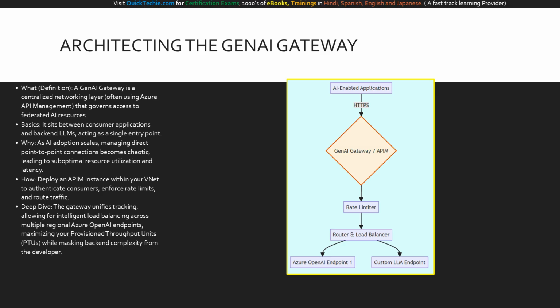On the left, AI-enabled applications send their HTTPS requests. These requests hit the GenAI gateway, which is securely locked inside our VNet. The traffic first passes through a rate limiter to prevent abuse. Then, the router and load balancer take over. Depending on the network health and model availability, the gateway intelligently routes the traffic either to Azure OpenAI Endpoint 1 or to a custom LLM endpoint. This centralized control plane is vital for both network security and operational excellence.